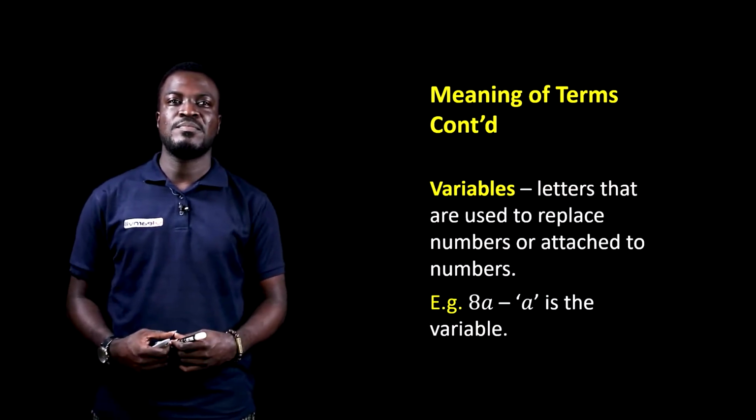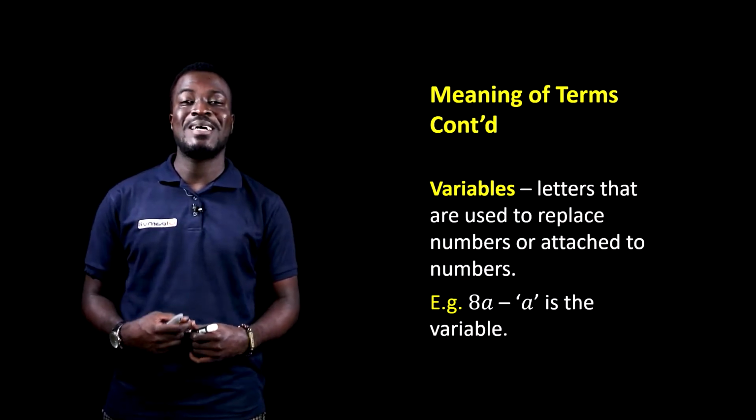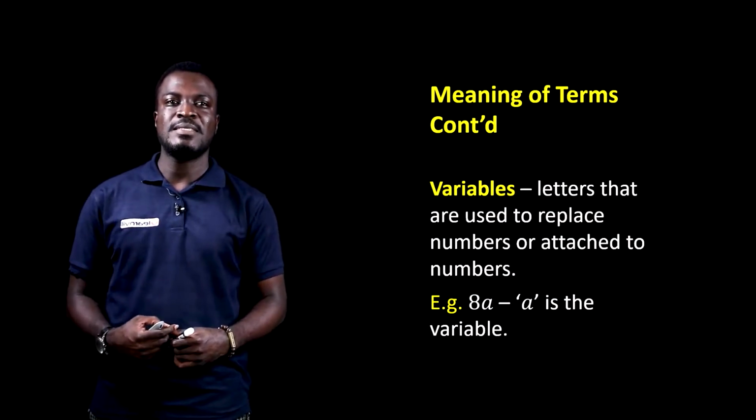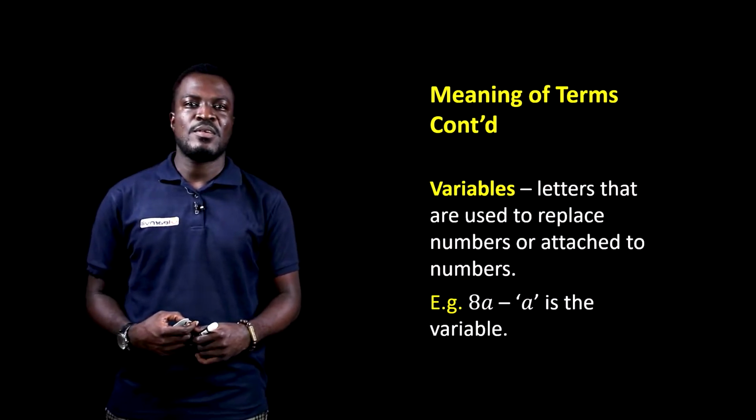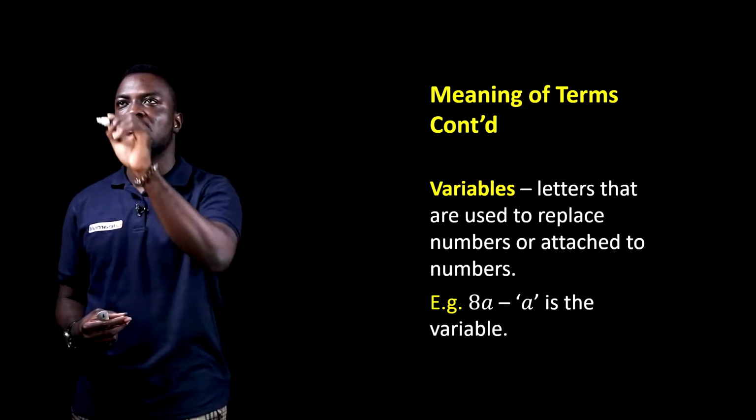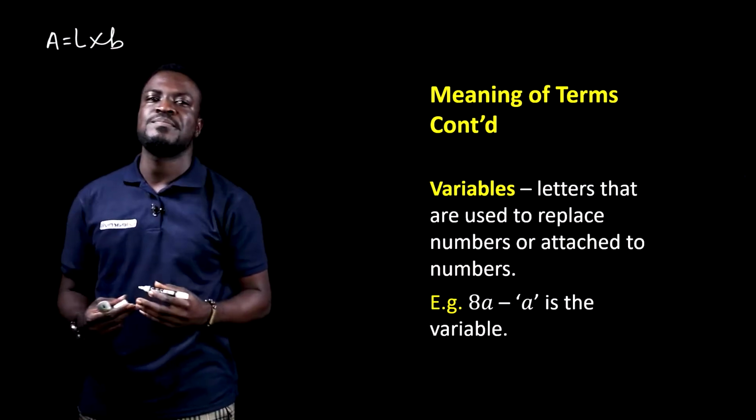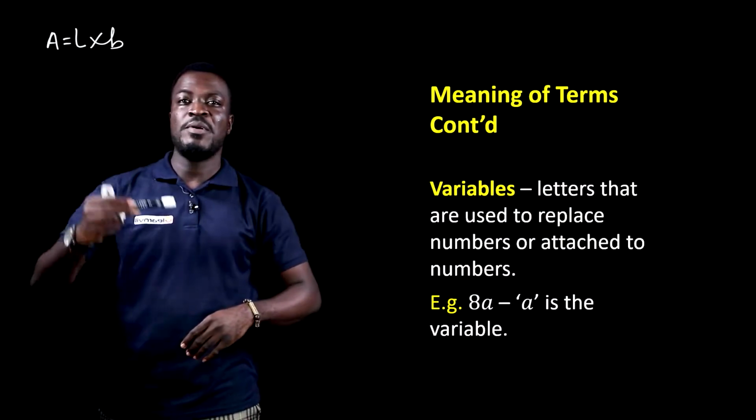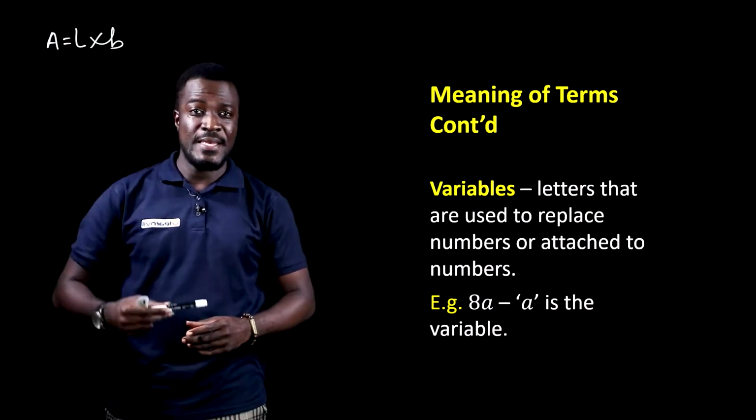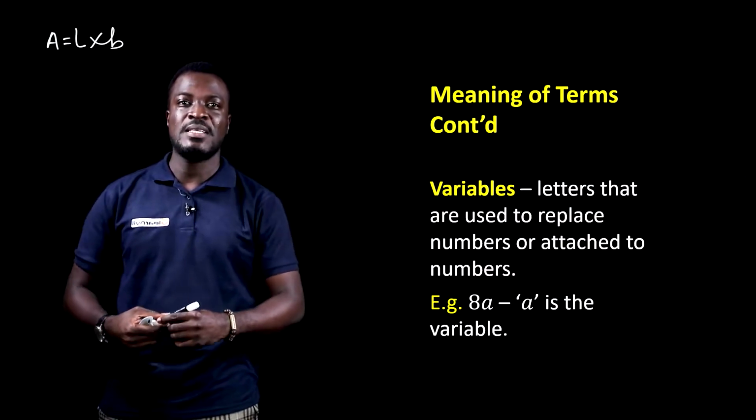Now, a variable is a letter or letters that are used to replace numbers, or they are attached to numbers. So first we said variables are letters that are used to replace numbers. For example, if we take a look at the formula for finding the area of a rectangle, that is, the area is equal to the length times the breadth. Now the area of a rectangle is a figure or a number, but it has been replaced by a letter A. So A here becomes a variable because it is replacing or representing a number.